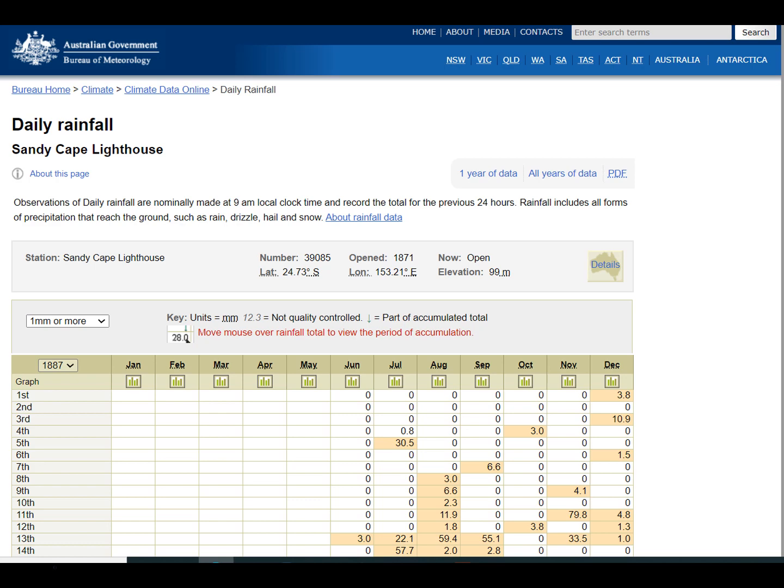This is an example of daily rainfall. In some cases, we have daily rainfall for more than 100 years. It starts from 1887, and from that month we have a rainfall record. So more than 100 years of data are available for some locations, but not at all locations, obviously.